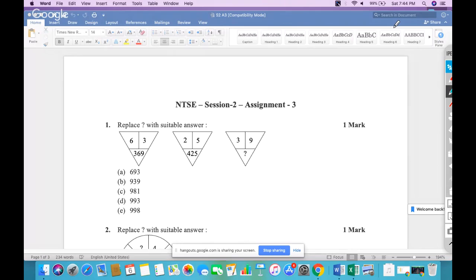Okay, let me check if someone can explain. 981 is a right answer, so don't try for anything else. Look at here, 6 square is equal to 36 and 3 square is equal to 9. So it has been written as 369. 2 square is 4, 5 square is 25. It has been written 425. So I'll find out 3 square which is 9 and 9 square which is 81. So here this answer would be 981. Nothing else. So answer is 981 here.